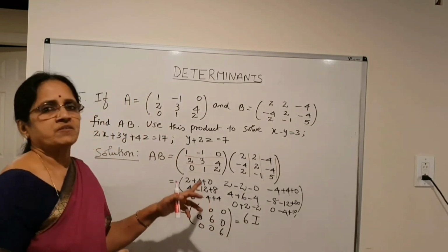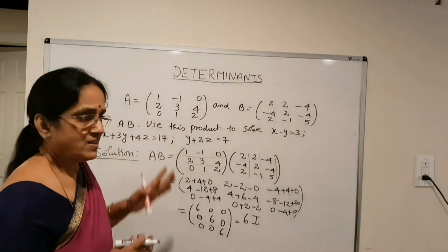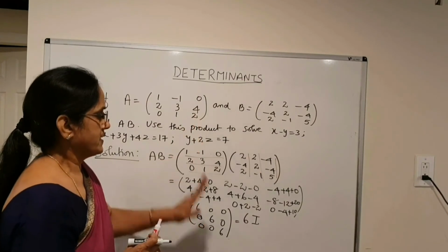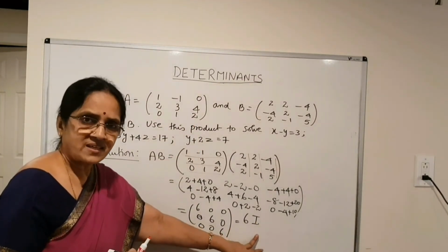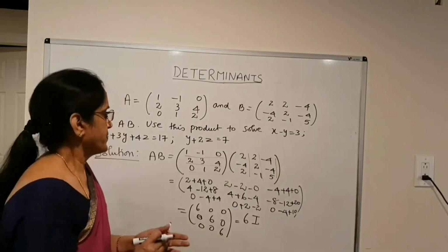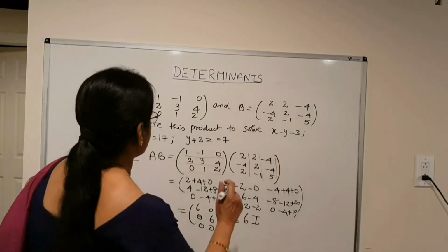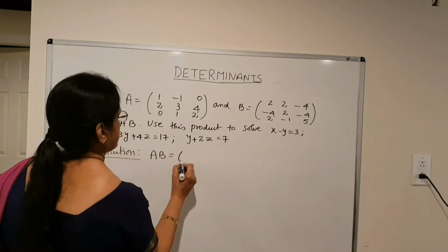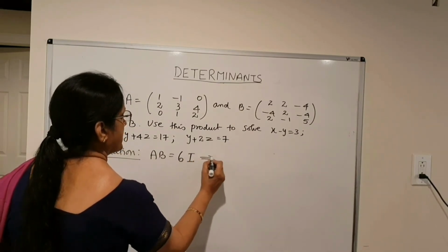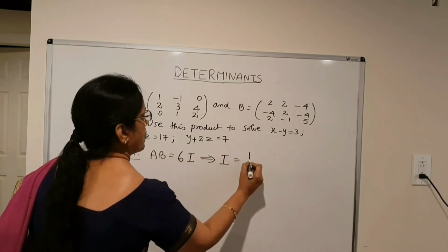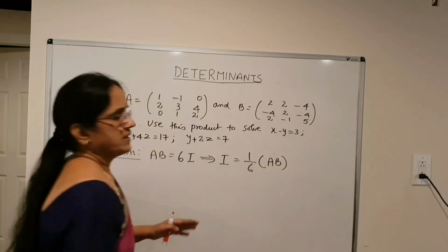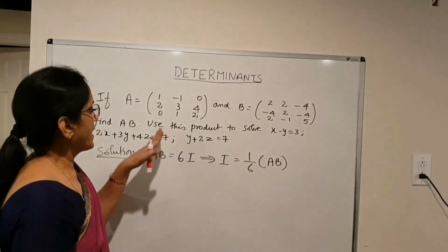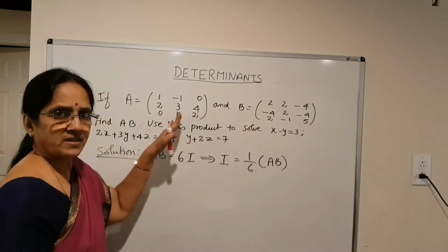I told you when we were doing the previous question, whenever you find the product, it will be the identity, a number multiplied by the identity matrix. So 6I. Now let me write this alone. This gives me I is equal to 1 by 6 of AB. Let it be. Now let me write the given equation in matrix form.